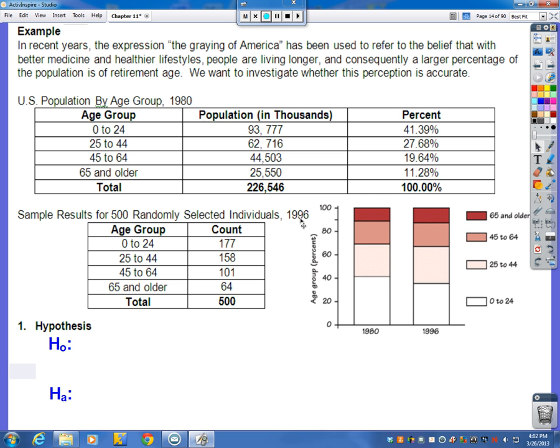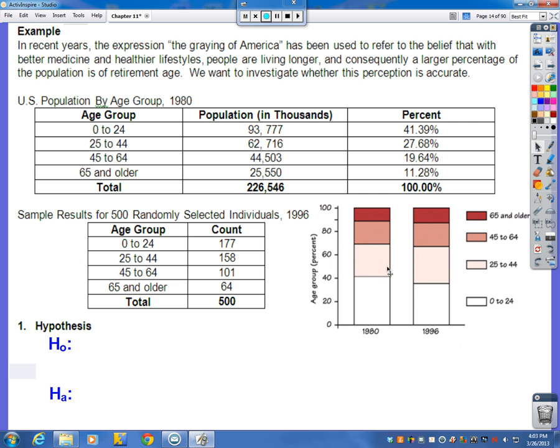Okay, we're going to go back in time. This is a hot tub time machine. We're going to go back to 1996 and randomly select 500 individuals, and see how old these 500 individuals are. Out of our 500 individuals, here's what we found. 177 of the 500 were 0 to 24. 158 were from 25 to 44. 101 of them were from 45 to 64, and 64 were 65 and older.